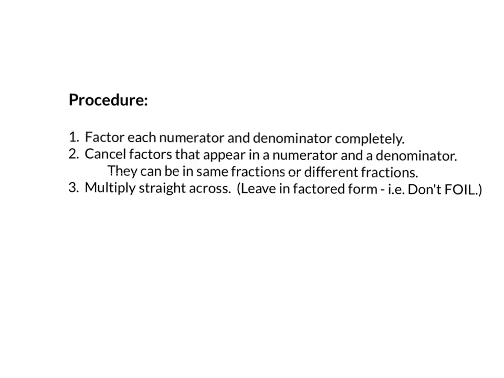In order to multiply rational expressions, the first thing that we want to do is factor each numerator and denominator completely. From there, we want to cancel factors that appear in a numerator and a denominator. Note, they can be in the same fractions or different fractions. It just has to be a top with a bottom. Once we are done canceling our common factors, we will multiply straight across. In this section and in most math classes, you may leave in factored form. You do not have to distribute or FOIL in order to simplify the numerator and or the denominator.